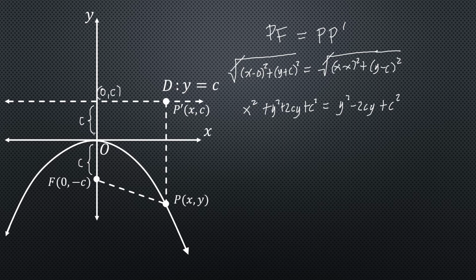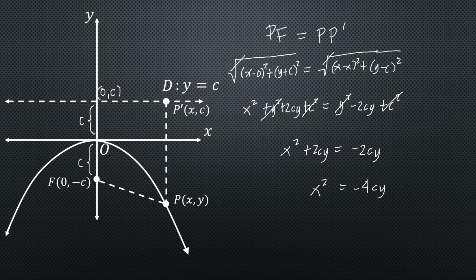Again, we can cancel some terms by adding negative c squared to both sides. C squared minus c squared is 0. Also, let us subtract y squared from both sides. We will have y squared minus y squared is 0. Then we are left with x squared plus 2cy on the left hand side and negative 2cy on the right hand side of the equation. Subtracting 2cy from both sides, we will have x squared is equal to negative 4cy.